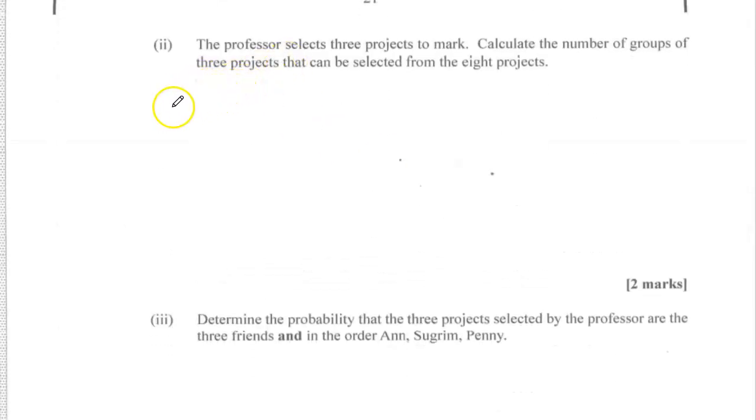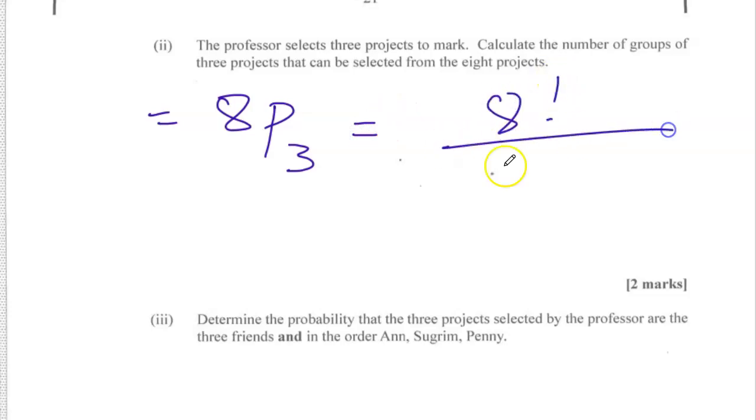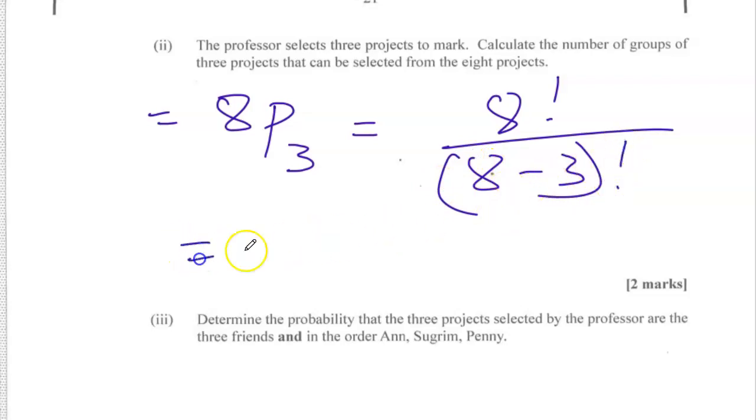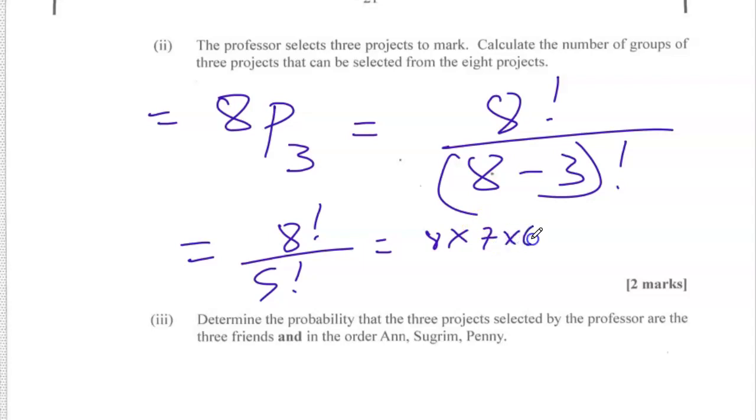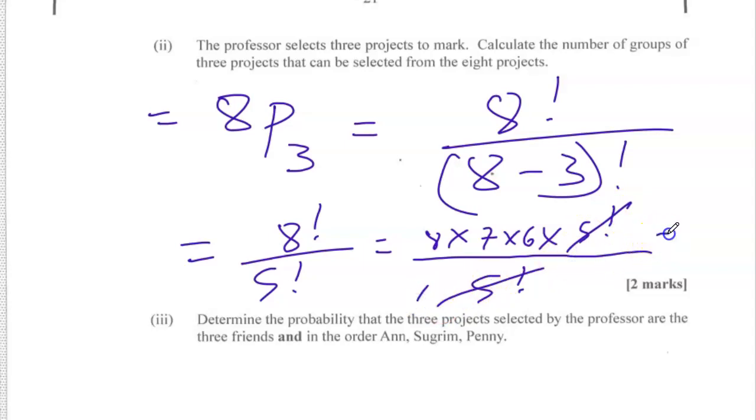So the number of groups would be 8P3, which is 8 factorial over (8 minus 3) factorial, which is 8 factorial over 5 factorial. Now 8 factorial is 8 times 7 times 6 times 5 times 4 times 3 times 2 times 1, so times 5 factorial over this 5 factorial. 5 factorial into itself is 1. So we end up with 8 times 7 times 6, which gives us 336.